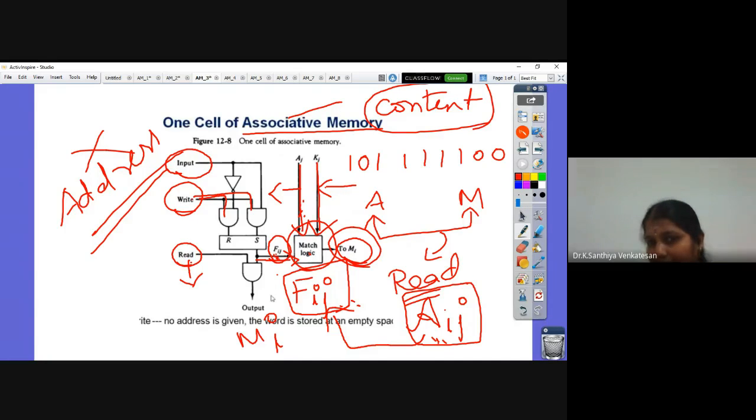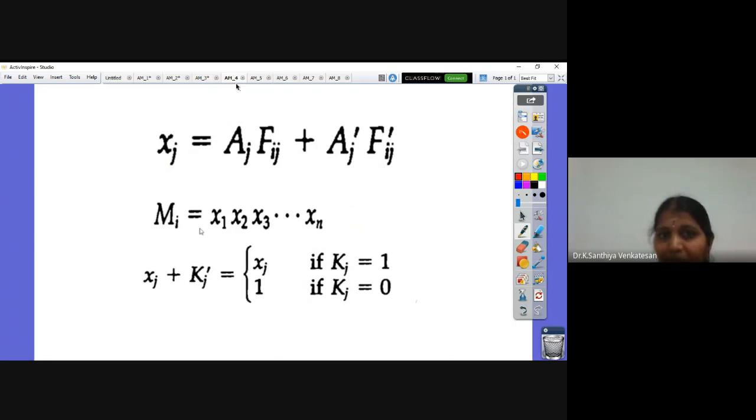So what about read and write operations? The write operation is used to store the content into the memory, and the read operation is used to retrieve the content out of the memory. In both operations, we are not making use of any memory address. That is the very clear point in associative memory. Without using any address, we are going to match the content.